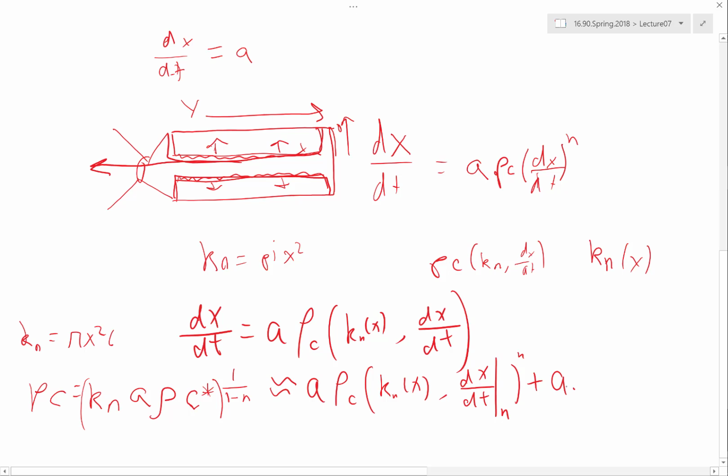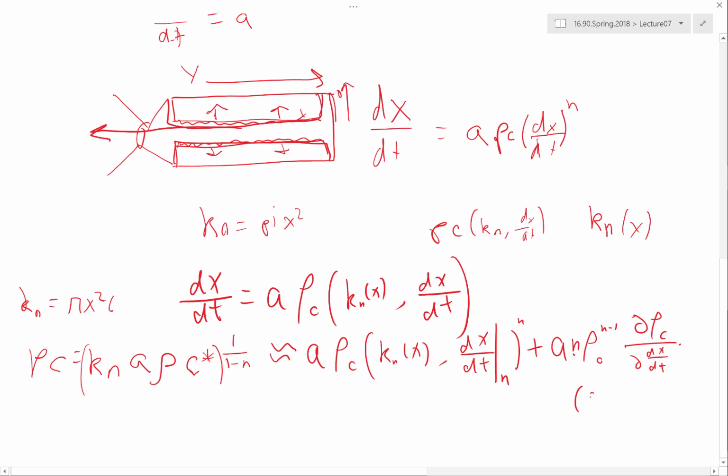But then anyway, you can linearize this whole function. The linearized function is probably going to be a times n times rho c to the n minus 1th power. That's the derivative of this function. And using the chain rule, you have partial rho c, partial dx/dt, times dx/dt at n plus 1 minus dx/dt at n. That's my first order Taylor series approximation for the value of this function at n plus 1.